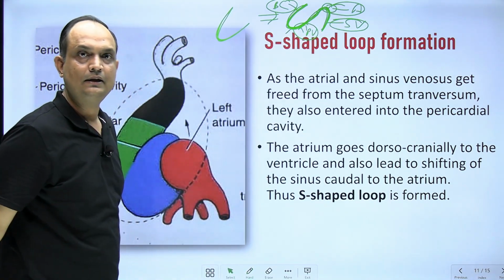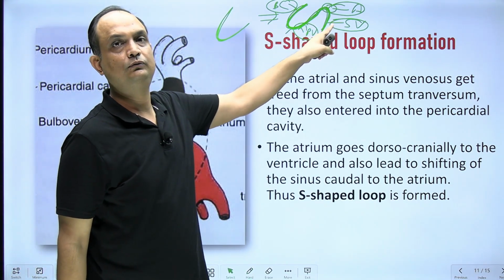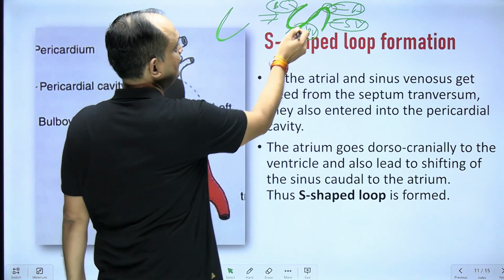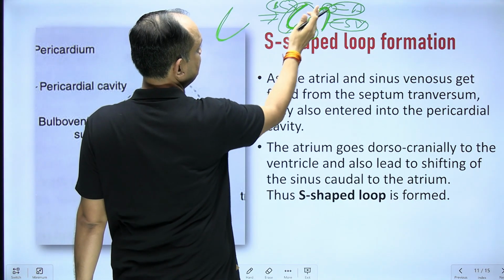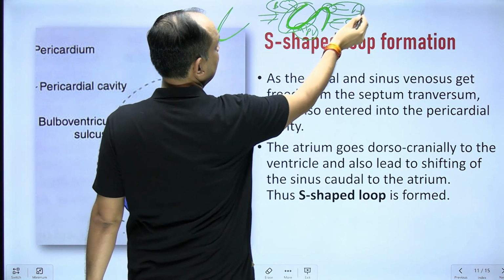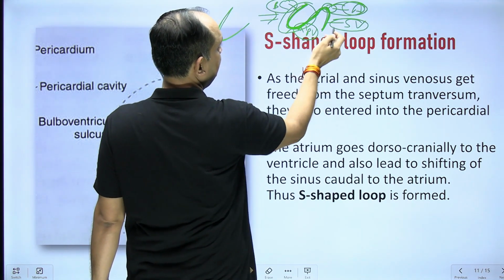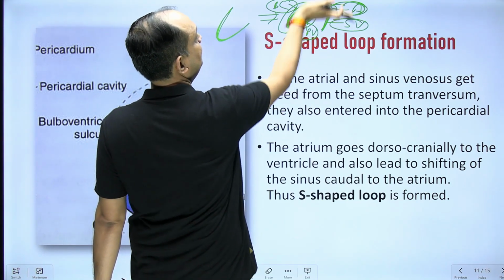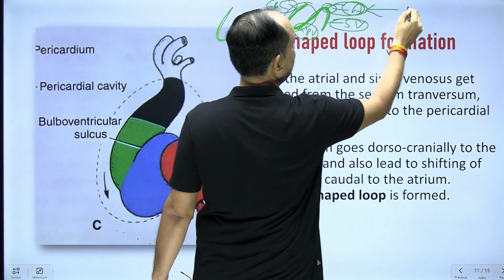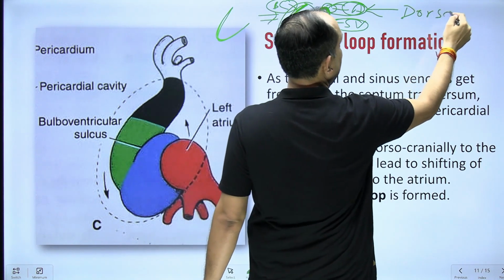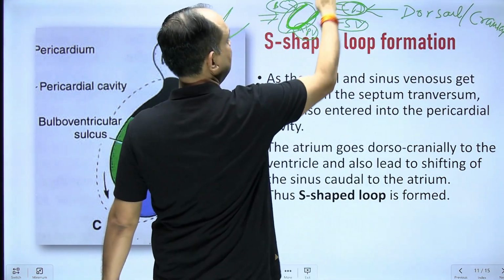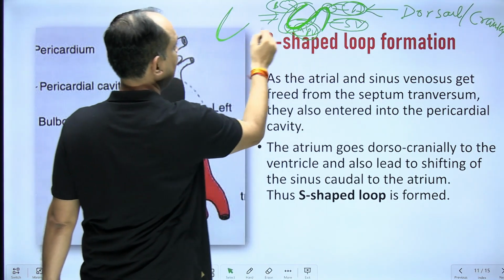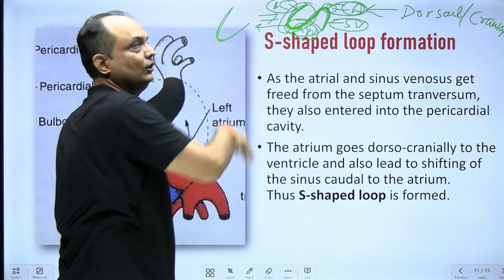Clear? Now when this loop is taking place, what you are able to understand is that this is the anterior part of the loop. That means the ventricle develops on the ventral surface and your atria goes dorsal to the ventricle, in the upper part of the loop. That means now atria are dorsal and cranial. Clear? They are cranial and dorsal, and ventricles are anterior and caudal.